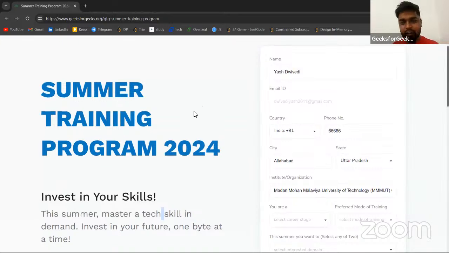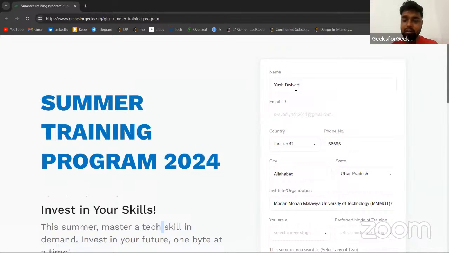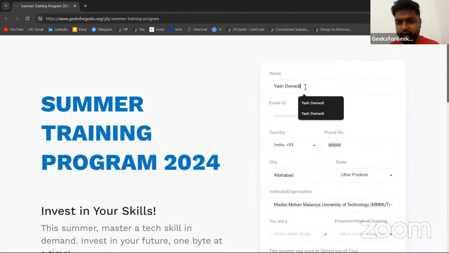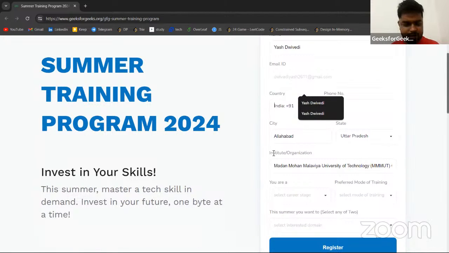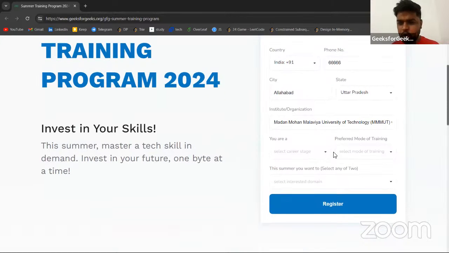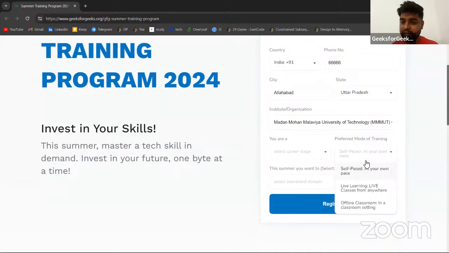So yeah, basically, in the GeeksforGeeks summer training, if you want to explore the courses that are relevant to you, what you can do is, in order to get the gist of it, first write your name. Then fill in the email address, and after that your phone number, your college, then your preferred mode of training. There are three kinds of courses.